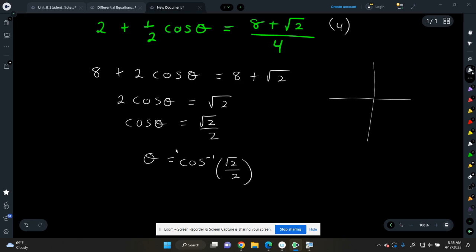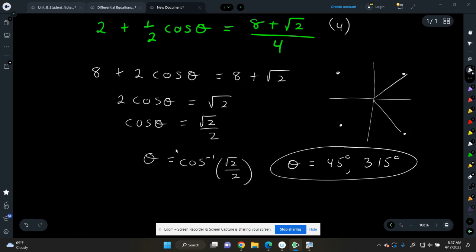Okay, so the root 2 over 2, those are the 45-degree angles. So I'm only looking for where x is positive, so that would be here and here. So theta equals 45 degrees or 315 degrees. Okay? Okay, questions?